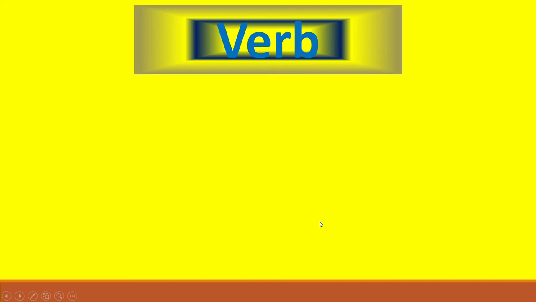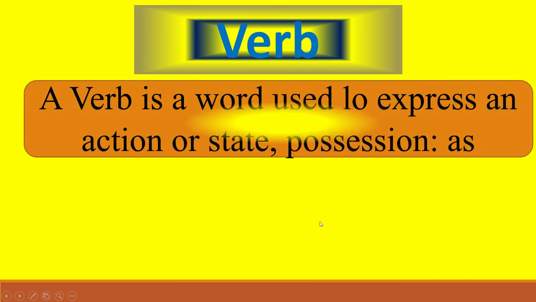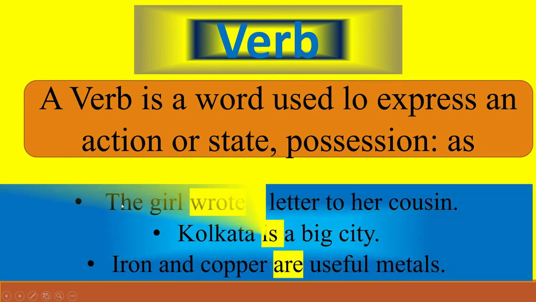Next. Verb. What is a verb? A verb is a word used to express an action, state, or possession. Look at here. What is the duty of a verb? Action word. It expresses state. It expresses possession also.